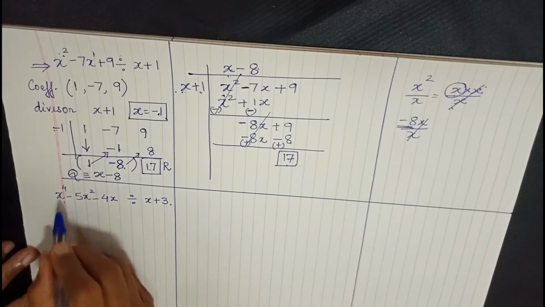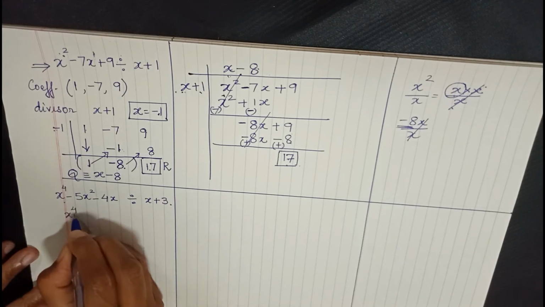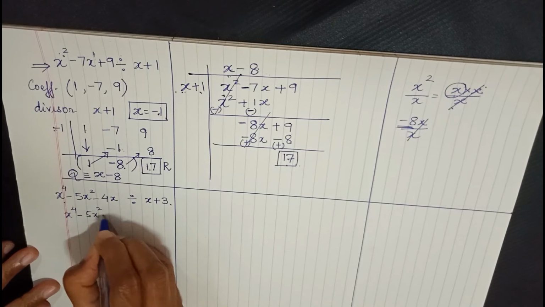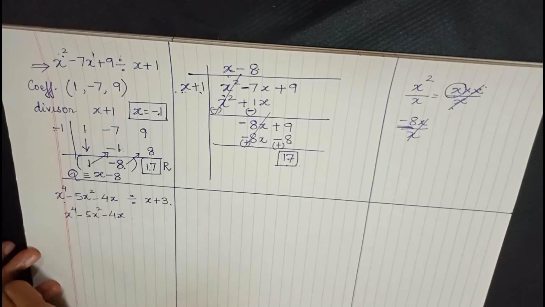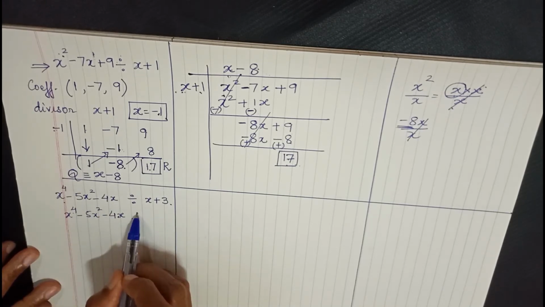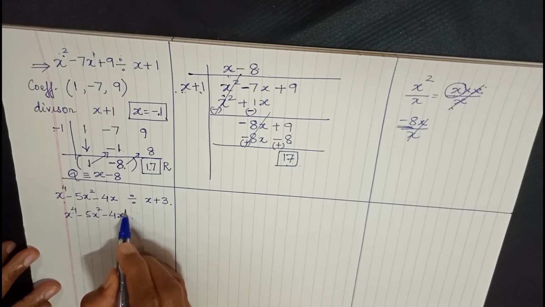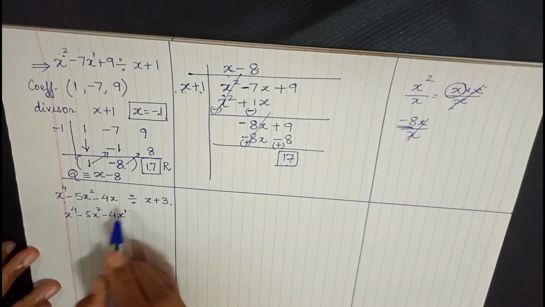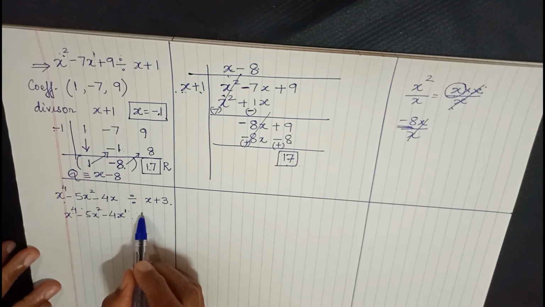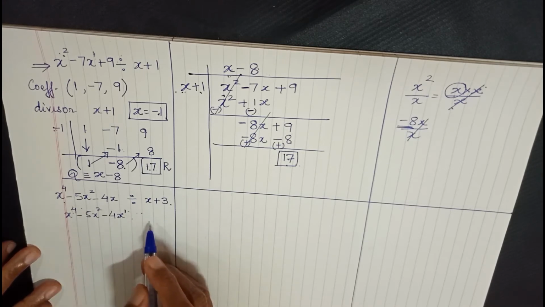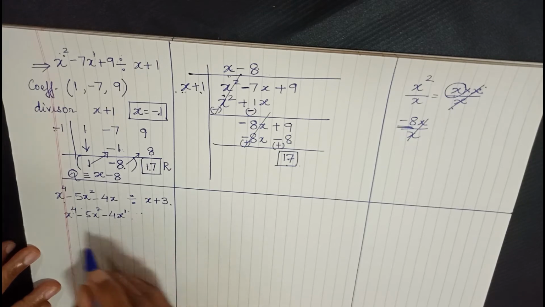Now first let us take the polynomial x raised to 4 minus 5x square minus 4x. Now it is in the standard form, decreasing degree order 4, 2 and 1. But you can see some degrees are missing in between, like x raised to 3, x raised to 0. So to write in the coefficient form, first we have to introduce those.